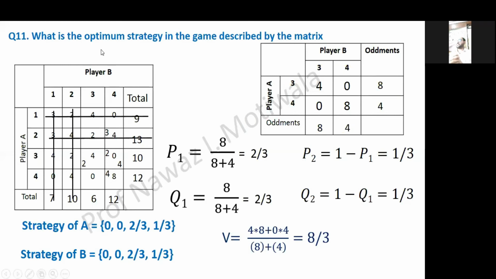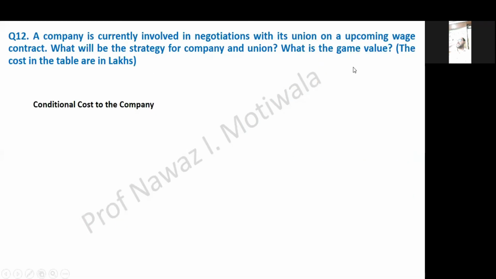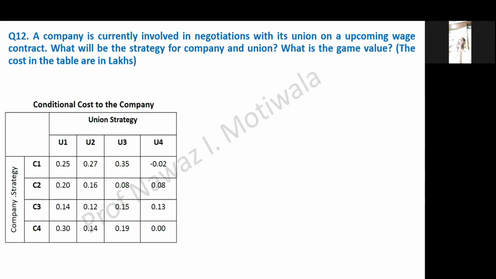Okay, let us proceed to the next problem. A company is currently involved in negotiations with its union on an upcoming wage contract. What will be the strategy for company and union? What is the game value? The costs in the table are in lakhs, and you are given this kind of table in the question. Please read the question once again and see what difference you can make out between all the previous questions we have solved and this question.